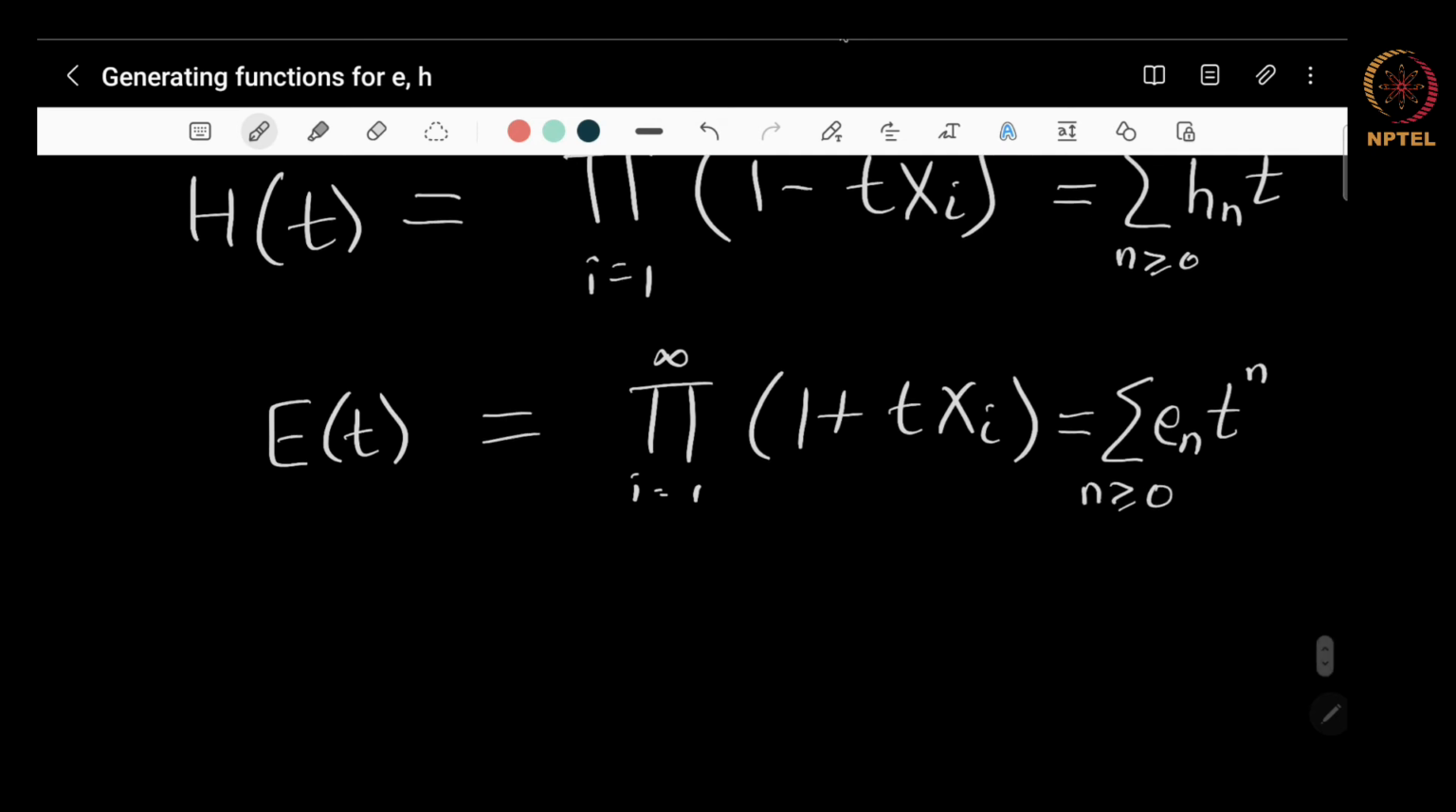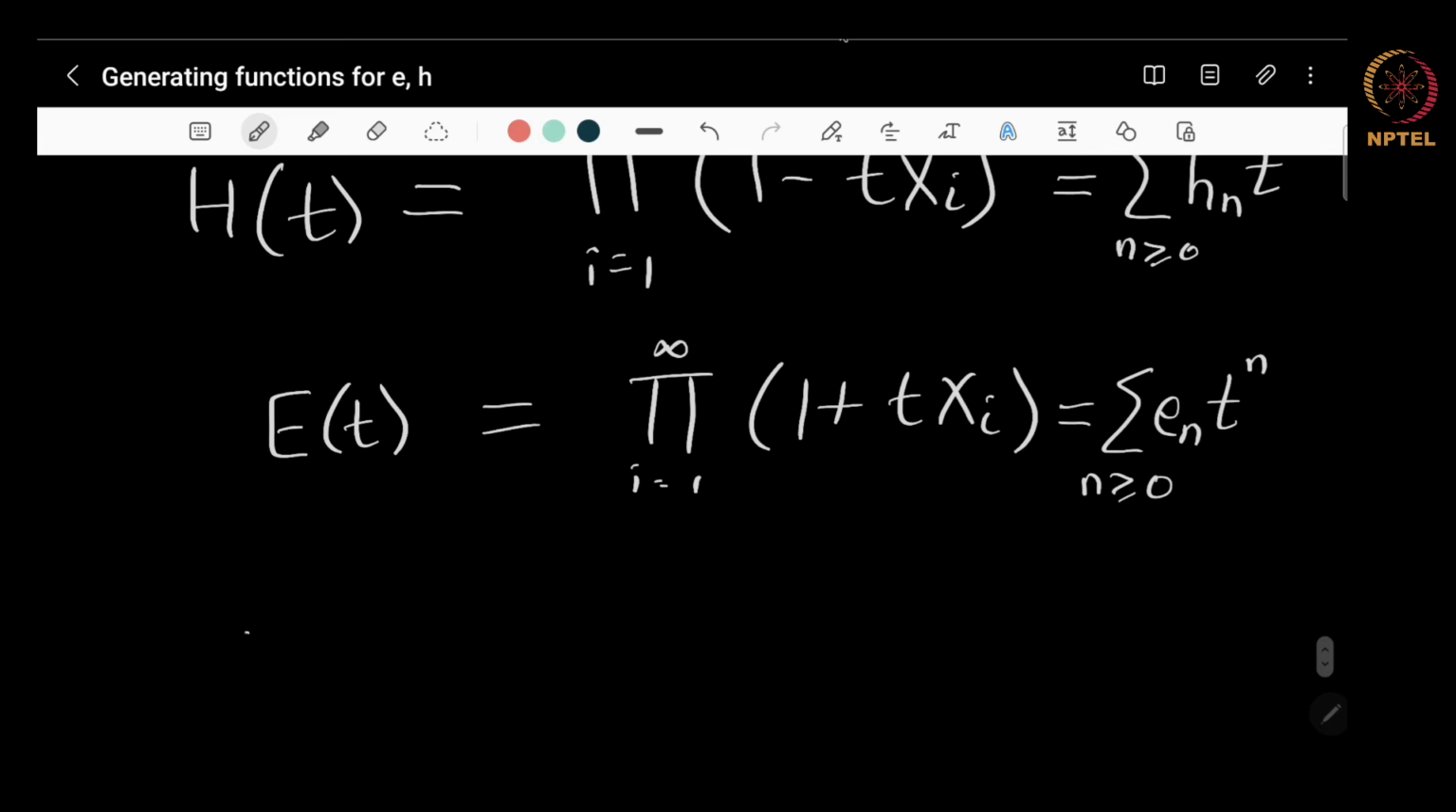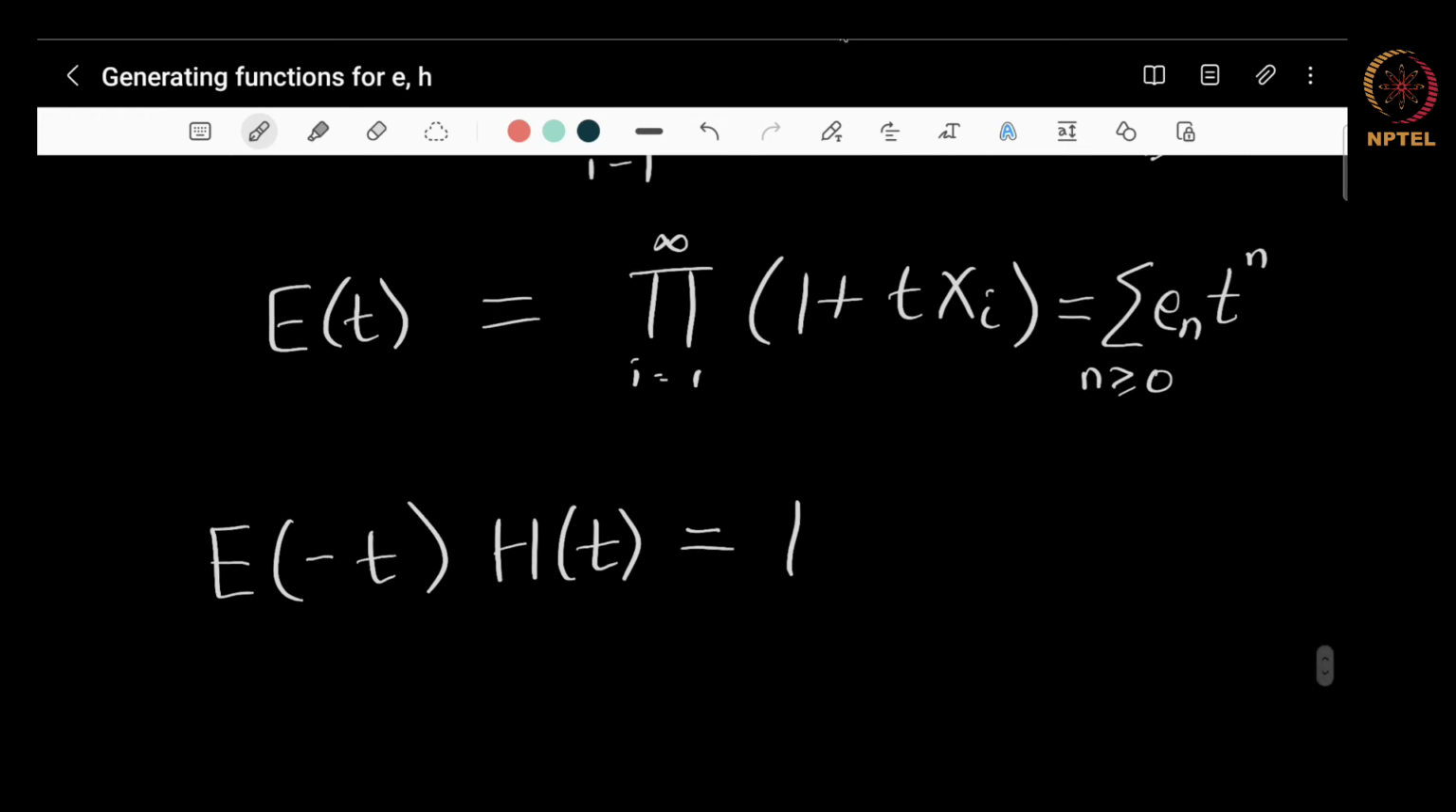And therefore, we make the following conclusion: if you multiply H with E with a minus thrown in, then that gives you 1. Okay, so H(t) into E(-t) is 1. Okay, good. Now what does that mean?